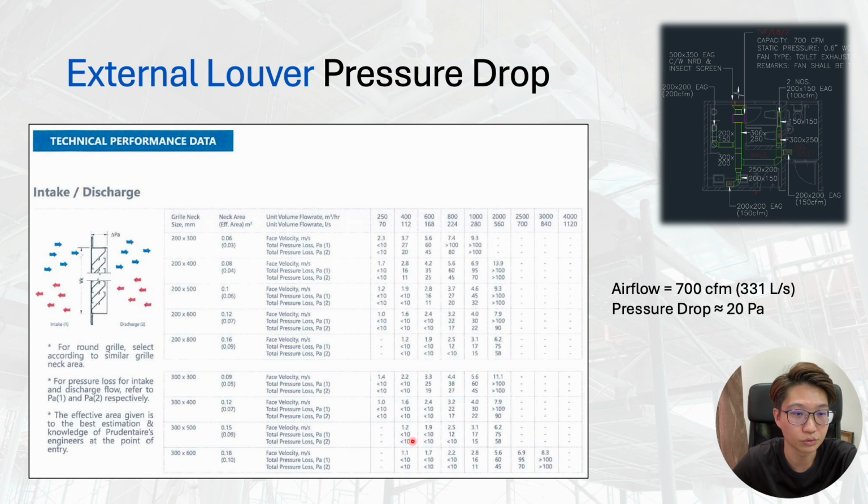So here we have two total pressure loss, 1 and 2. You see this manufacturer, they say if this grille is used as intake, then you refer to 1. If it's discharge, it's 2. Ours is discharge because it's toilet exhaust. So we see the discharge number 2.